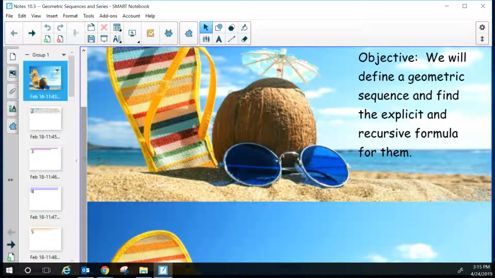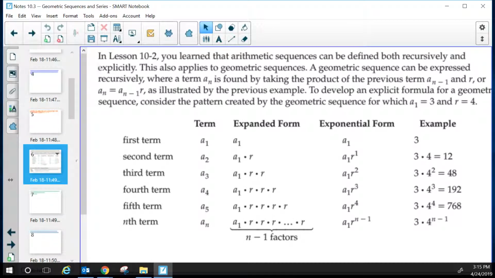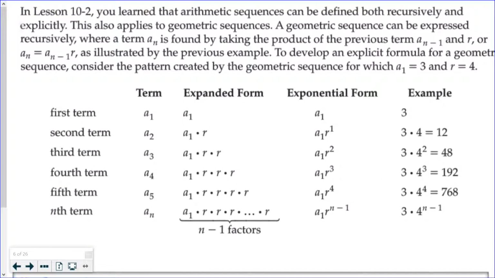Hi guys, welcome back to 10.3. We are moving on to writing recursive and explicit formulas for a geometric sequence.